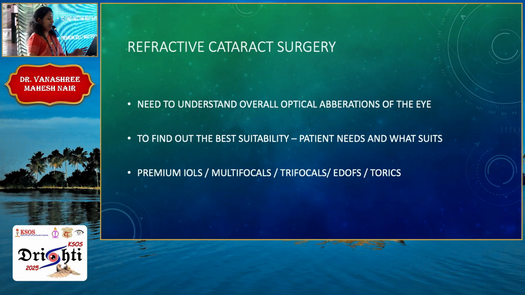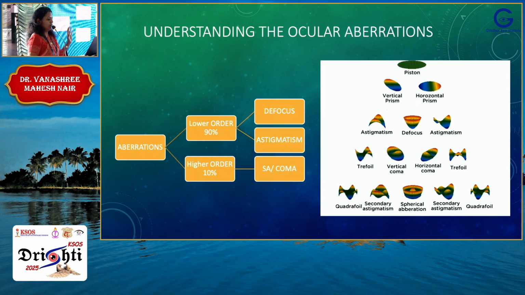So in cataract surgery, or rather now refractive cataract surgery, we need to understand the overall optical aberrations of the eye to find out the best suitability for the patient needs and what suits the patient. We are using a lot of premium IOLs, multifocals, trifocals, EDOFs, torics, but how do we really plan for the patient depends on what pre-existing conditions are there in the patient. So very basically, what are these aberrations in the first place?